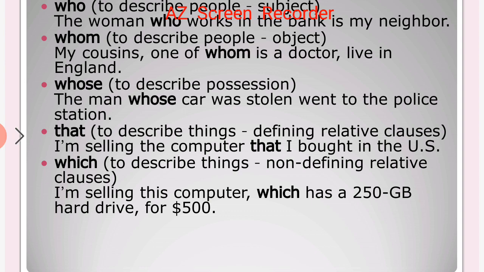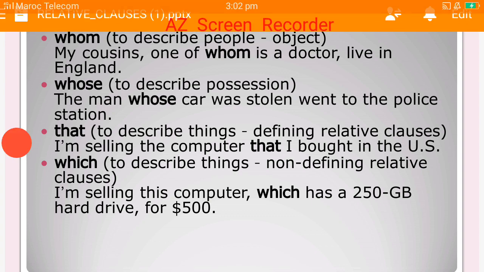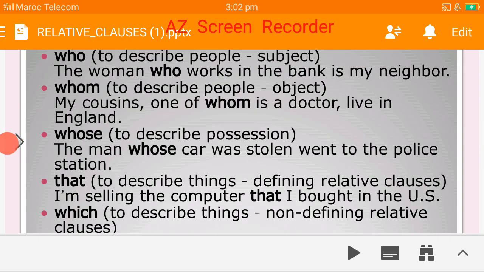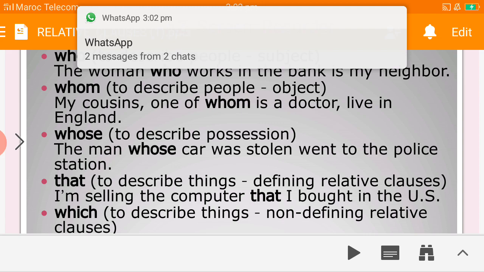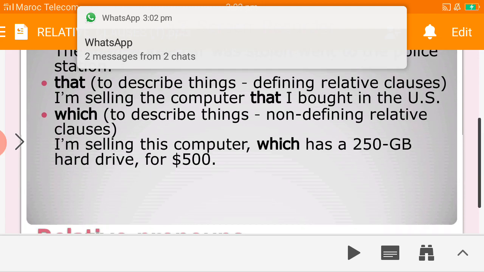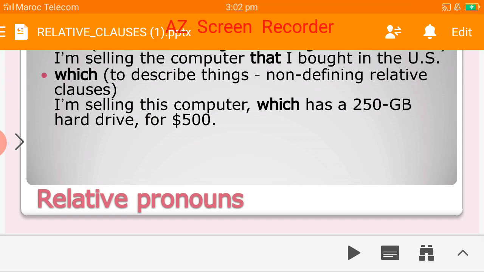That, to describe things, and it is used in defining relative clauses. The example is: I'm selling the computer that I bought in the United States. We have which, to describe things, and it is used in non-defining relative clauses. I am selling this computer, which has a 250 GB hard drive, for $500.